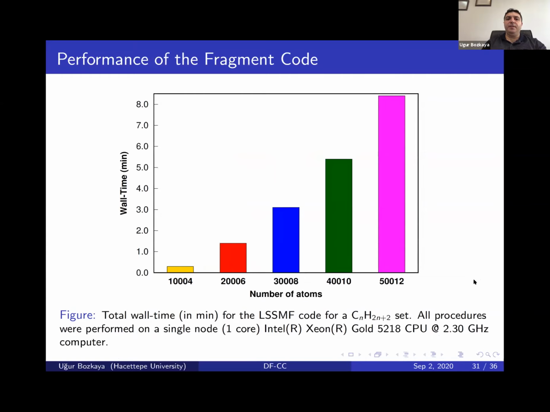Next, we would like to demonstrate the performance of our fragmentation code. And here, with just a single core, a molecule of more than 50,000 atoms can be fragmented in just 8 minutes. So our fragmentation code is quite efficient.